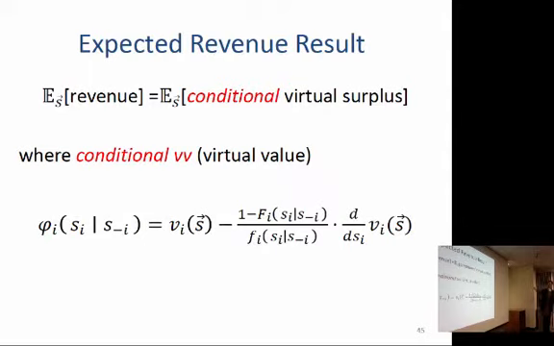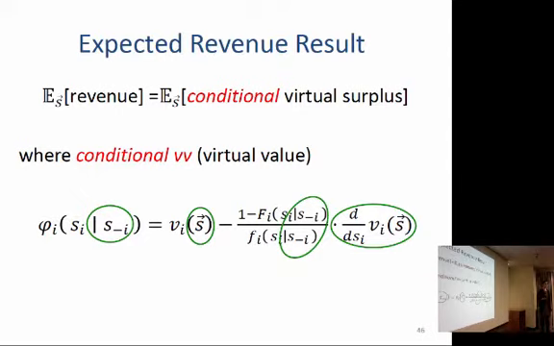So notice it's the same thing, but now we have what we call conditional virtual surplus. This is the form of the conditional virtual surplus, and I want to highlight what's different. You can notice that it's conditioned on the signals of all the other bidders, and then the value is also a function of the signals. You have the distribution, which is now joint, so you have to also condition, and you get this extra derivative term that comes out of the math. And so the result becomes that the expected revenue is the expected conditional virtual surplus.